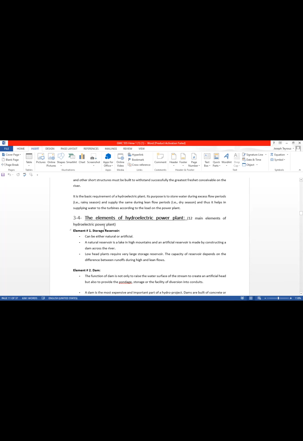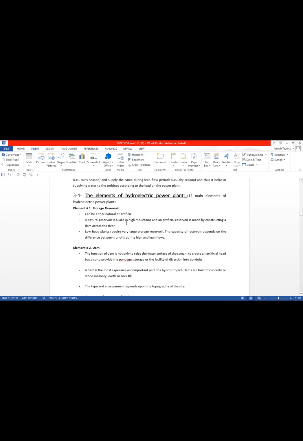We have the storage. It can be either natural or artificial. It's a reservoir in high mountains. An artificial reservoir could also be made. Low head plants require a very large storage reservoir.